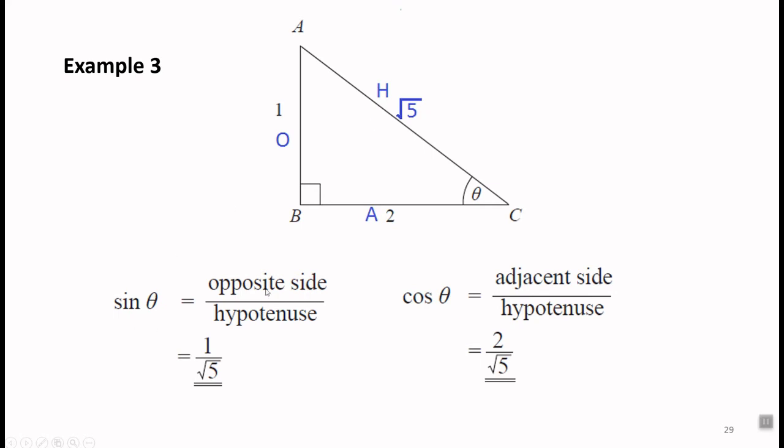The sin theta equals opposite divided by hypotenuse. Opposite equals 1, hypotenuse root 5. The cos theta is adjacent over hypotenuse, adjacent is 2, hypotenuse is root 5. So you can write the answer. If you want, multiply numerator and denominator by root 5, so you can rationalize the denominator.